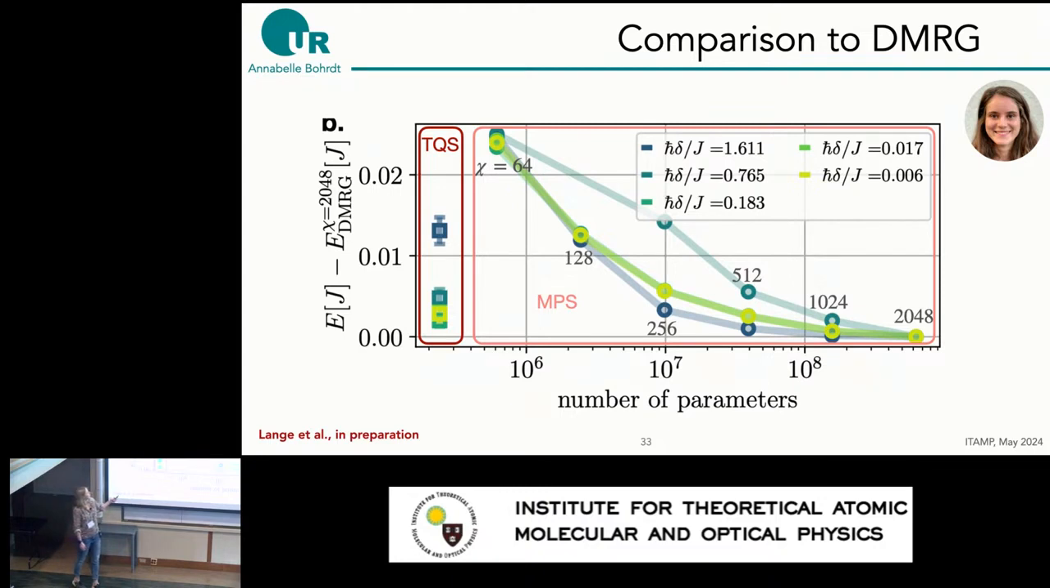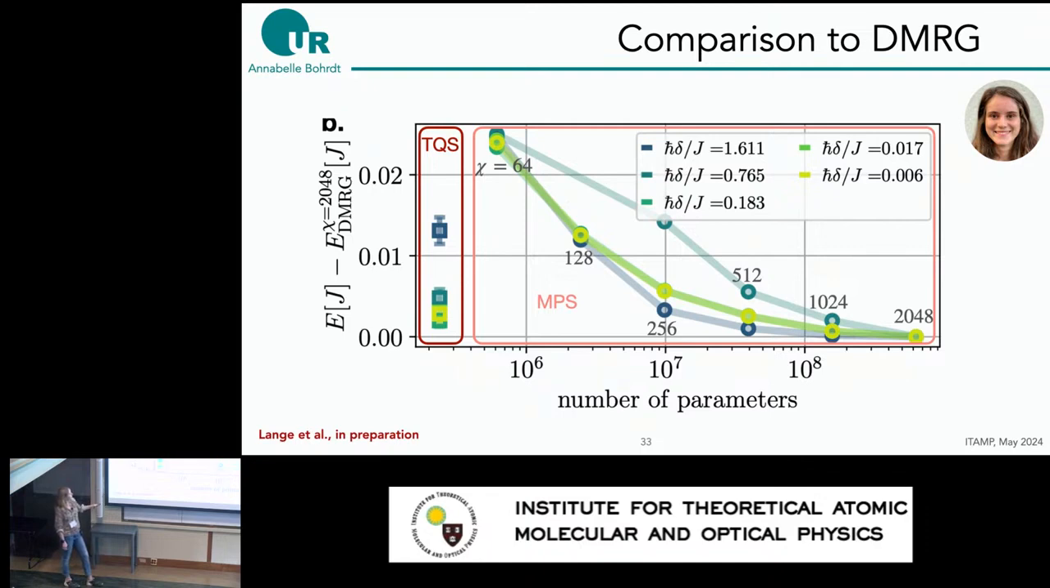And here, the different colors are different parameters in your Hamiltonian. You can just focus on one of the lines, for example, the yellow one. We're looking at the energy difference to the DMRG result for a very large bond dimension as a function of the number of parameters. And our transformer, our neural quantum state, sits over here.